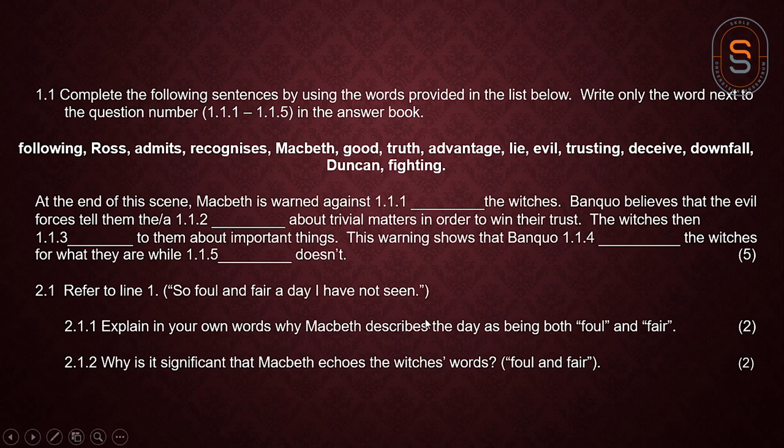Explain in your own words why Macbeth describes the day as being both foul and fair. Please be sure you show a clear difference between the two. You have to write down foul because of the bad weather, fair because of the victories. All right, so foul can be the weather or all the deaths on the battlefield, and fair would be the victory. Just be sure to show a clear difference between the two. Why is it significant that Macbeth echoes the witches' words, foul and fair? Because it creates a link between Macbeth and these evil characters. This shows that the witches already have a connection with Macbeth.